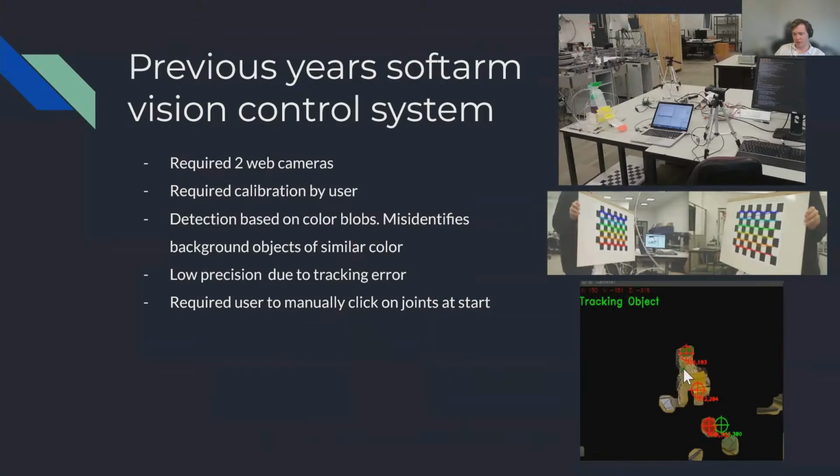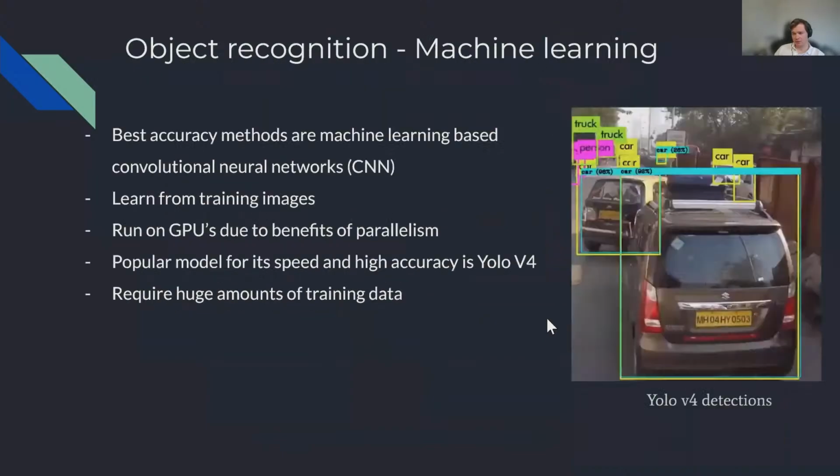The detection based on color blobs is not reliable and can be ruined by similar background colors, and also requires the user to manually select the joints when you start.